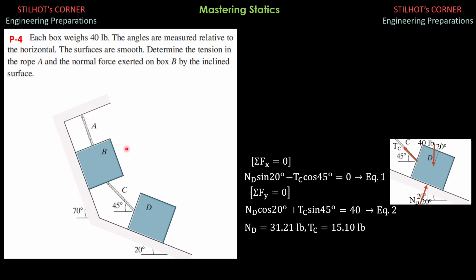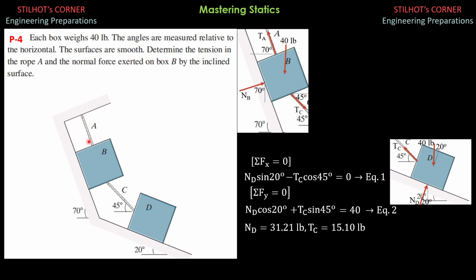Now let's draw the free body diagram of this part B here. So we have the normal reaction at B, which is perpendicular to this inclined smooth surface, and the angle it makes with the vertical is also 70 degrees by geometry. Then this is the tension at C, which is 15.10 pounds, making an angle with the horizontal of 45 degrees. This is the weight of body B and the tension T sub A directed as shown.